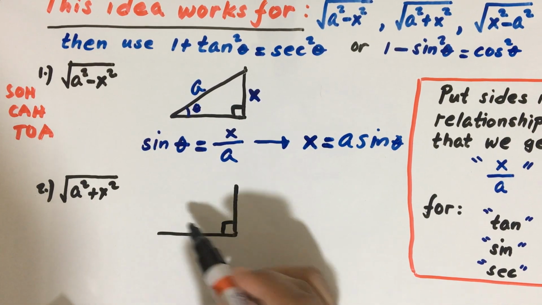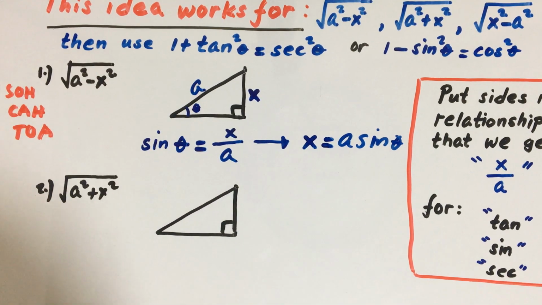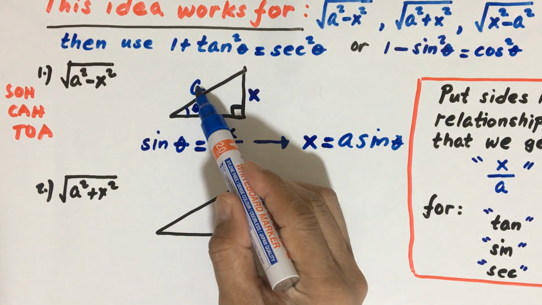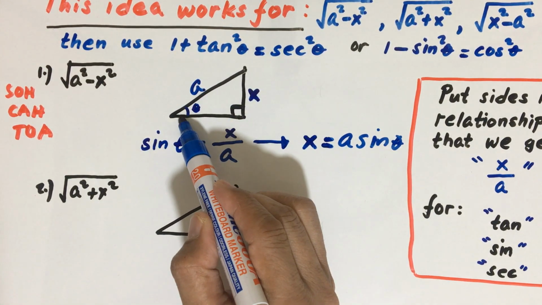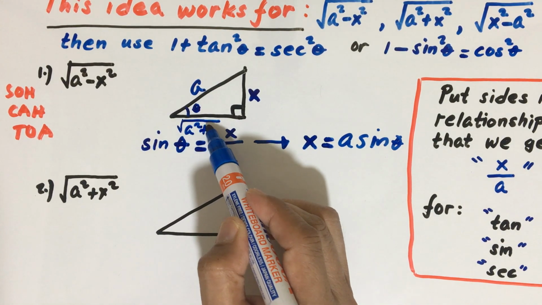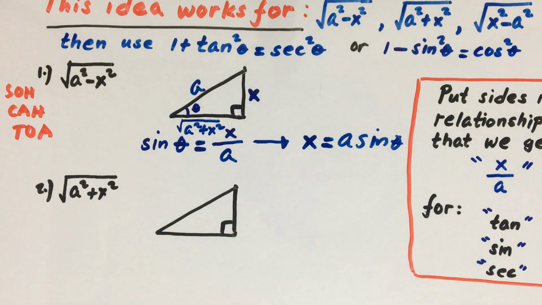Okay, so assuming this is our right triangle. So now the question is, is this a side or a hypotenuse? If you're given this, oh, by the way, we forgot, no? Here in our first triangle, this is a, this is x, so therefore this side here is square root of a squared minus x squared.